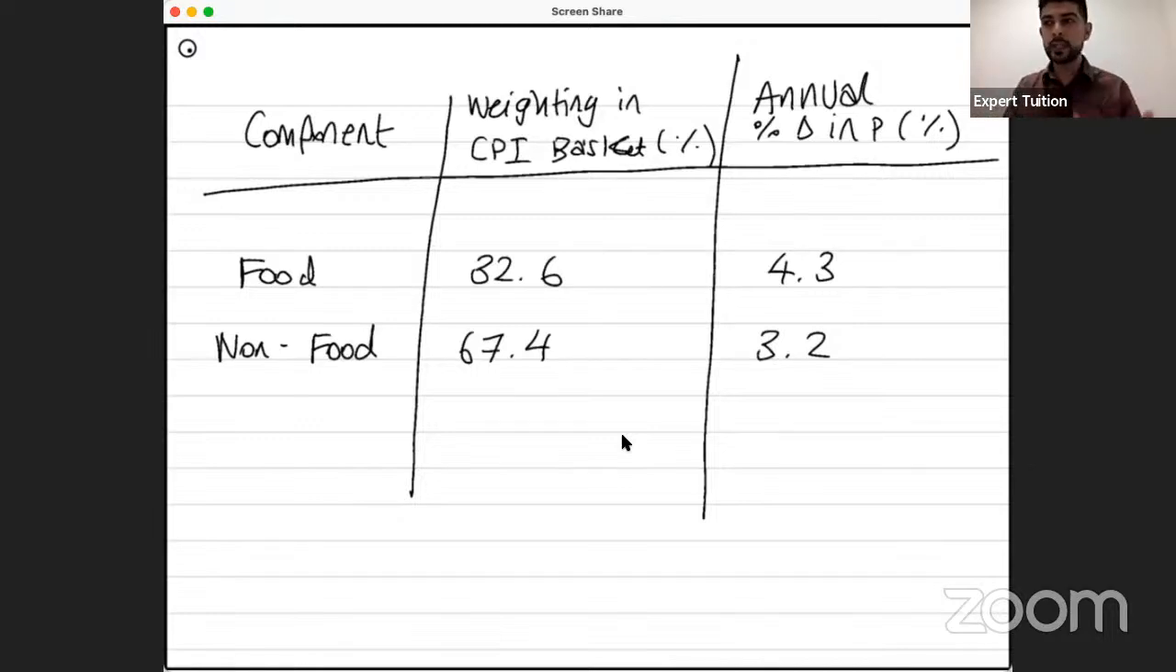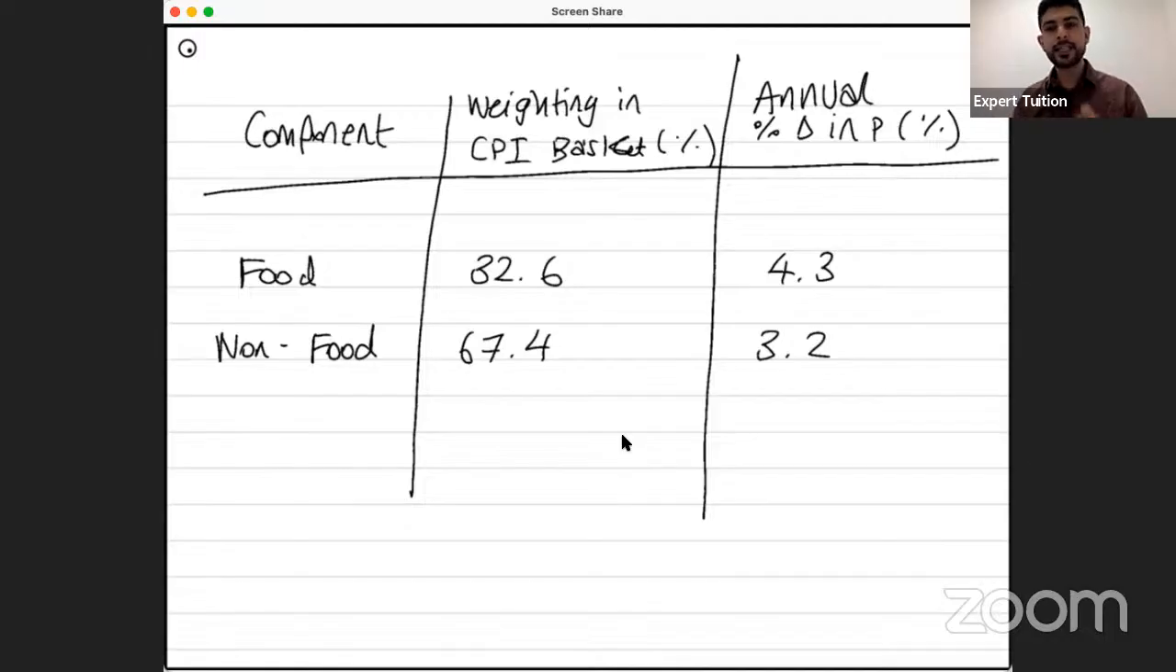And those that are lower weightings don't have such an impact on the overall CPI number. So how do we calculate the annual inflation rate based on this data? A 5-marker could easily ask you to calculate the annual inflation for this economy based on the data provided in Figure 1. It's a two-step process.